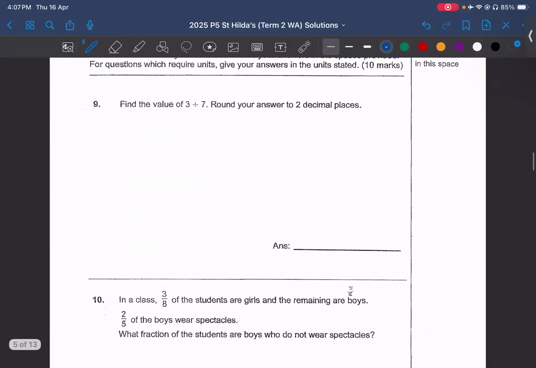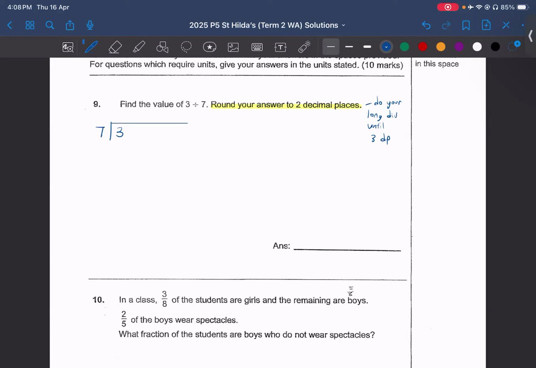So in this case, find the value of 3 divided by 7. Round your answer to 2 decimal places. Whenever you see this, round your answer to 2 decimal places, it means to do your long division until 3 decimal places. So in this case, we have 3 divided by 7.